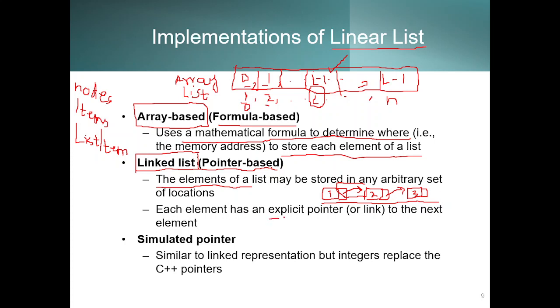Each element has an explicit pointer or link, that is why they are called linked. This pointer links two items. Using this pointer you can jump to this item, you know which item comes after me. So it creates a link between these two items. That is why it is called a linked list. Okay, so this is an explicit link that is created using a pointer. So that is the linked list implementation.